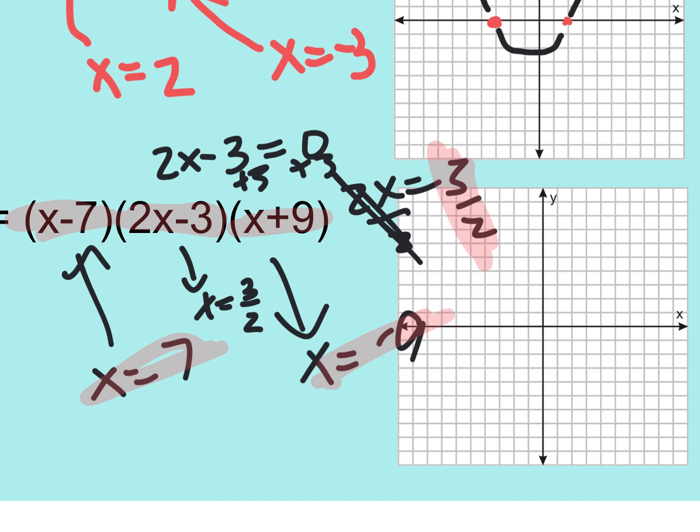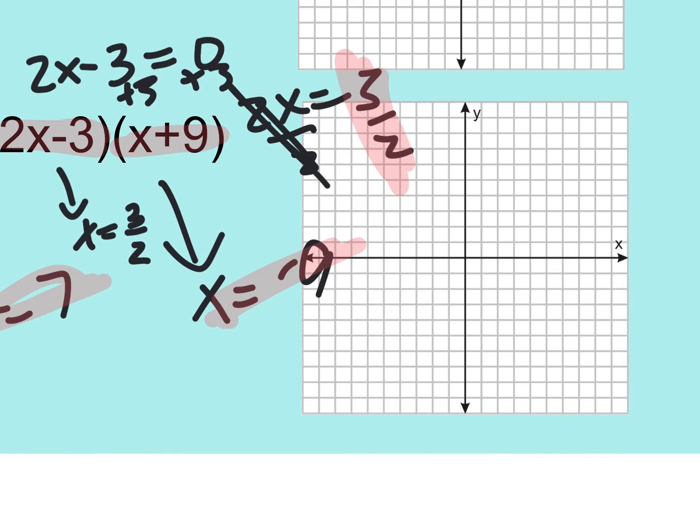So then, I want you to now translate that into the 3 x-intercepts. Go ahead, put them on as dots over here on the graph. Put those 3 numbers, negative 9, 7, and 1.5, as dots.